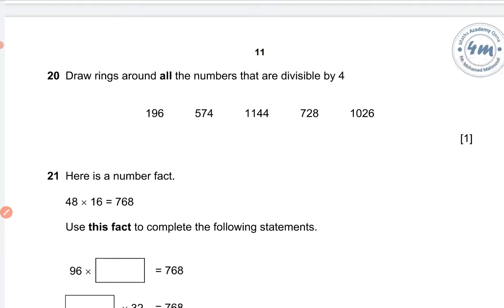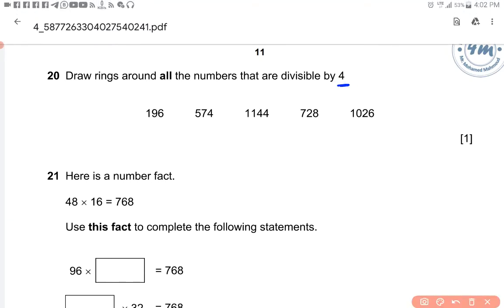Draw rings around all the numbers that are divisible by 4. You know a number is divisible by 4 if its last two digits, the units and tens, are divisible by 4. 196. 196 has the last two digits 96.